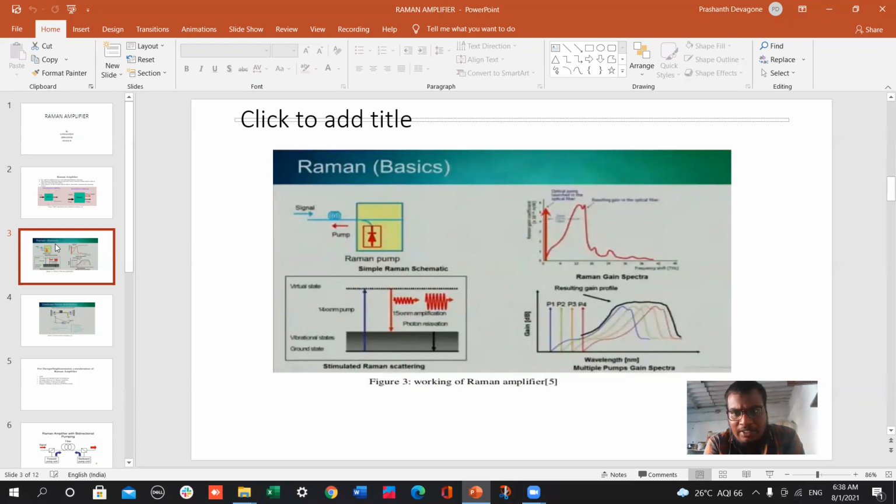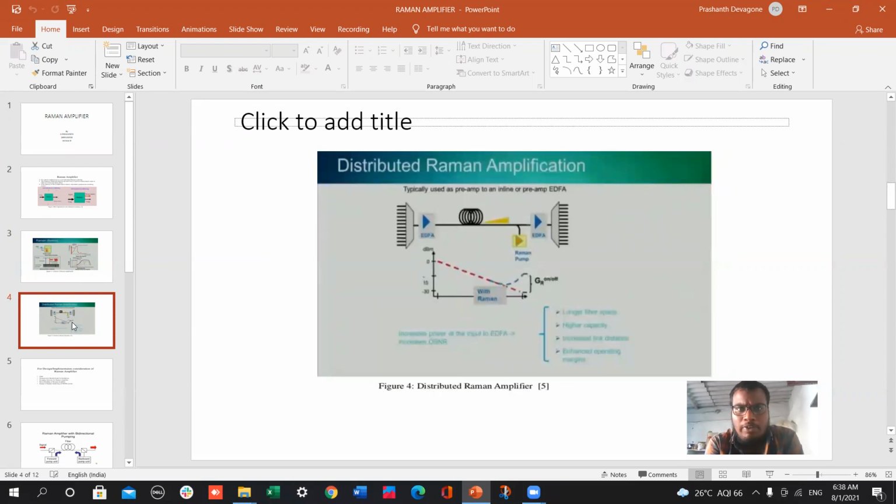These are the schematics of the Raman gain spectrum and the resulting gain profile, that is P1, P2, P3, P4. The vertical axis is gain in dB and the horizontal axis is wavelength in nm. That means multiple pump gain sensitivity characteristics. The one above is the Raman gain spectra.